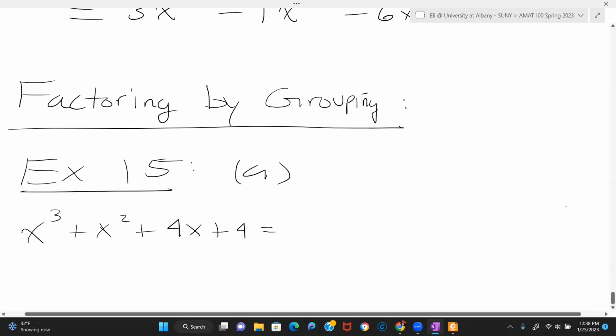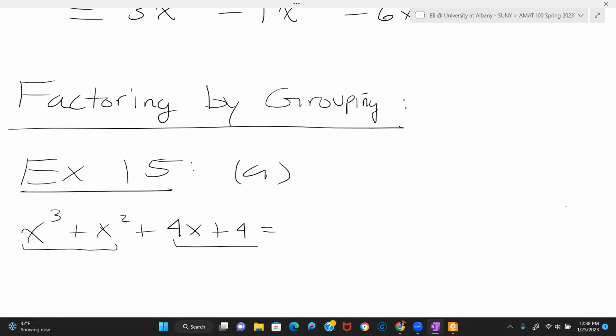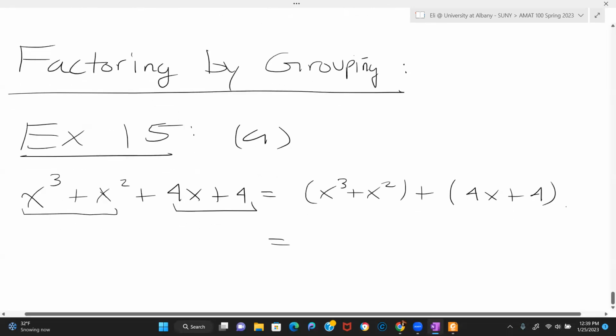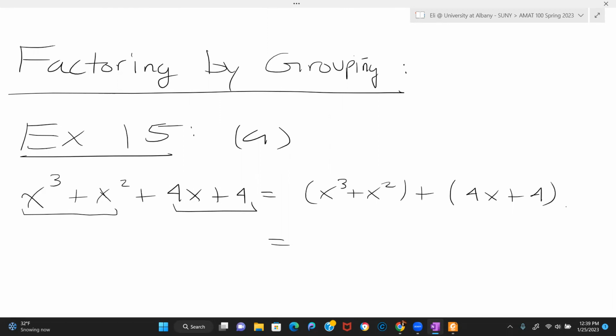So the idea is to split it in twos. If you consider these two terms together, these definitely have a common factor. And if you consider these two terms together, they definitely have a common factor also. So let's do that. We're going to put the x cubed and the x squared together, and then the 4x and the 4 together. All together, these terms don't have anything in common, but if you break them into small enough pieces, they do.